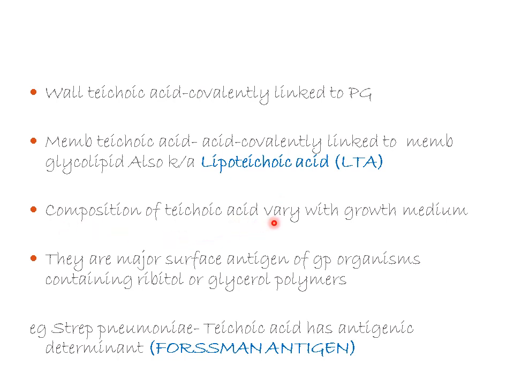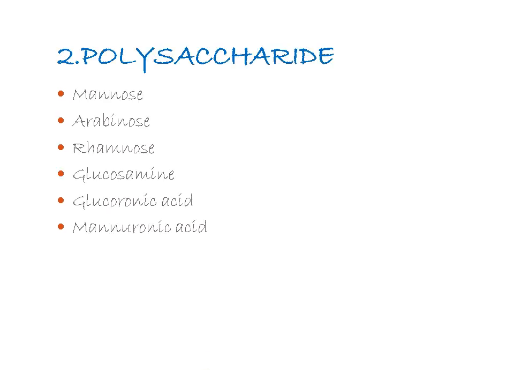Composition of teichoic acid varies with the growth medium in which the bacteria is grown. They are major surface antigens of gram-positive organisms containing ribitol or glycerol polymers. For example, Streptococcus pneumoniae has teichoic acid which acts as antigenic determinant, and this antigen is called Forssman antigen. Now the polysaccharide component includes mannose, arabinose, rhamnose, glucosamine, glucuronic acid and mannuronic acid.